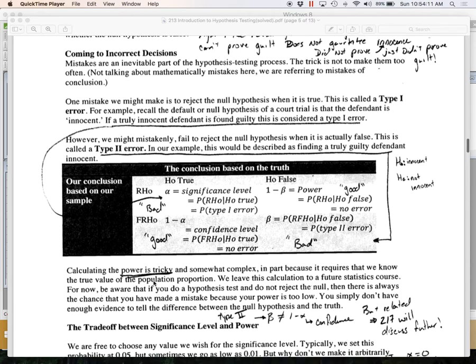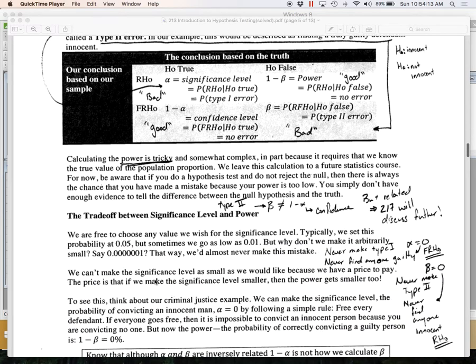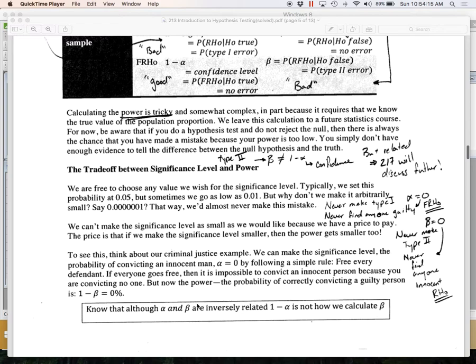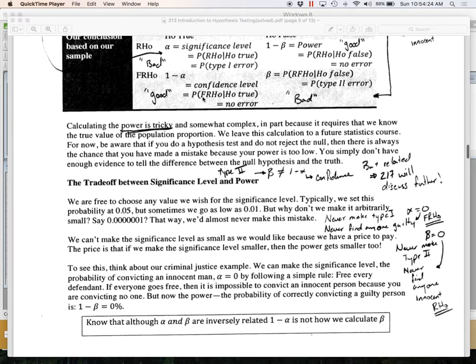It's a little bit tricky, and it's not talked about in this course. What I need you to know for sure is that 1 minus alpha is not beta. 1 minus the probability of making a type 1 error is not the probability of making a type 2 error. That is not true. They are related. Alpha and beta are inversely related, but 1 minus alpha is not equal to beta. It's just not that simple.